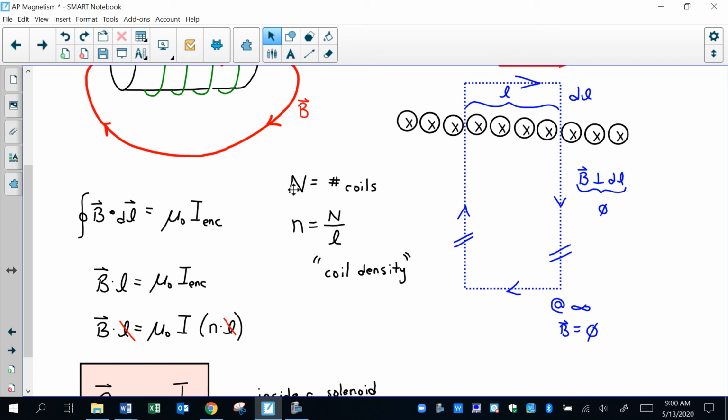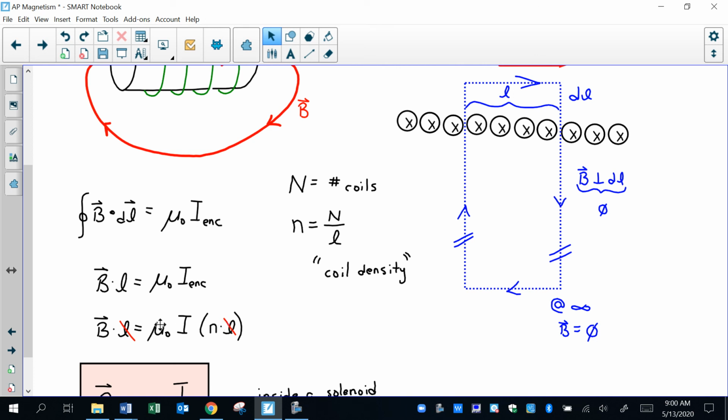Well, big N is the number of coils. Little n, we call it coil density. So how many coils do I have per meter? So if I take that coil density, multiply it by the length, that is my big N. So that would be my 4 coils perhaps.